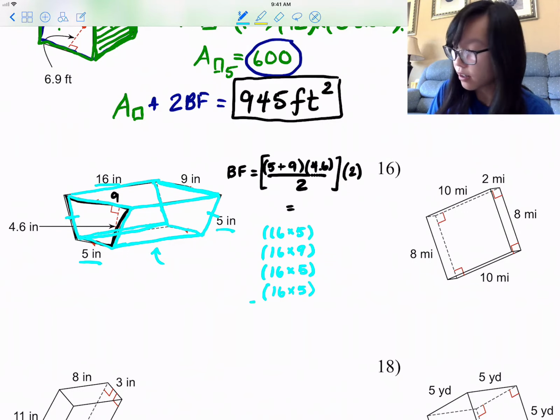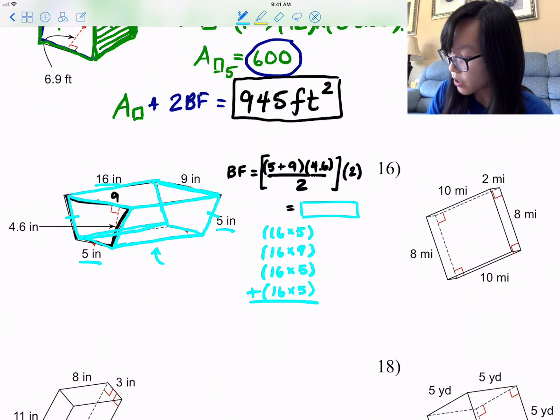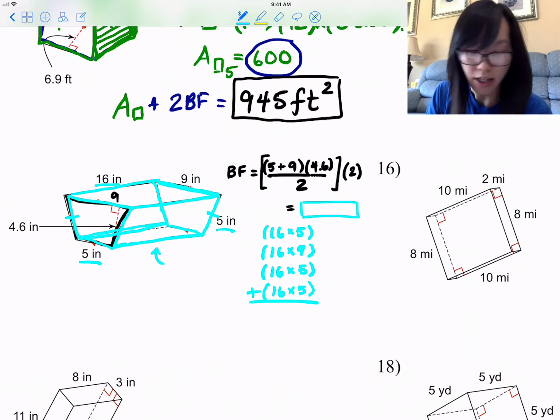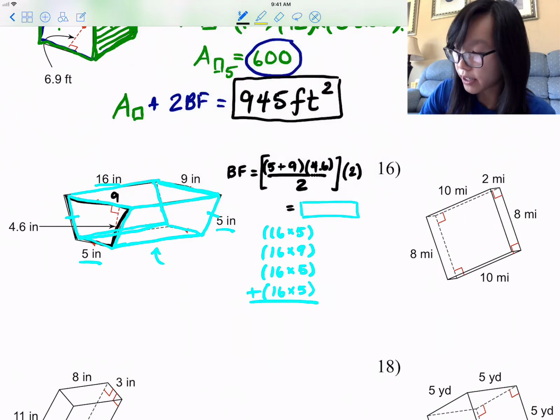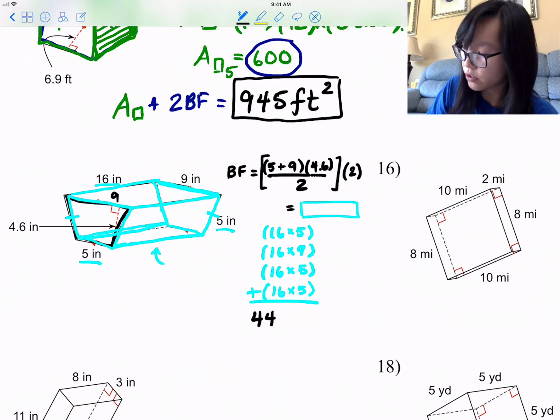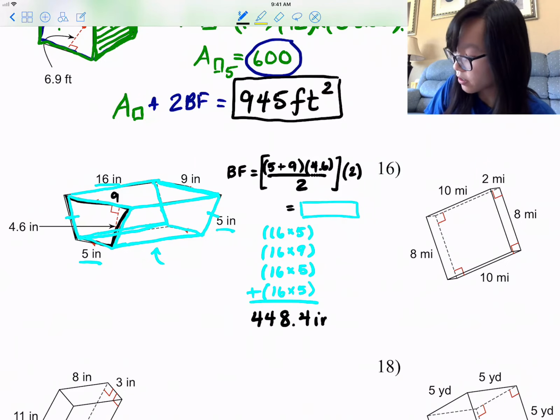When you add all of these together, you should get a number, and you should also add it with the number that you got up here. And the total amount that I got for the entire surface area is 448.4, and the units are inches squared because it is a surface area.